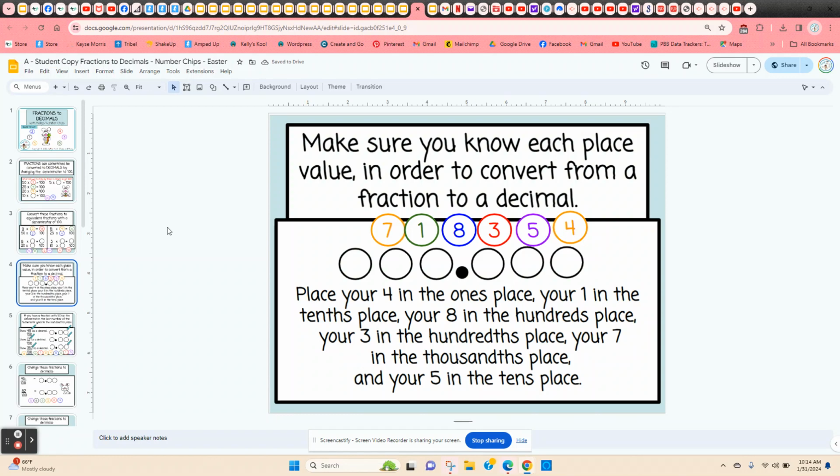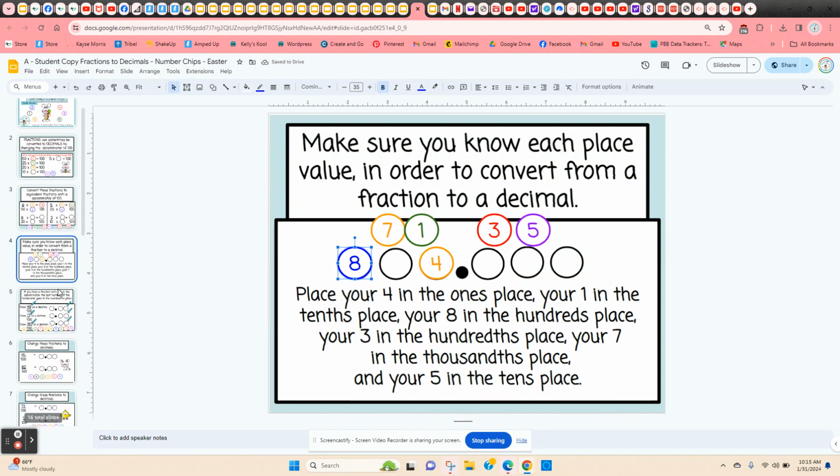Now, slide 4 is a review of place value. So students need to know these different place values by moving the numbers into place following these directions. So it says place your 4 in the ones place, 8 in the hundreds place, and so on. And they should use every single number. So that's a good review.